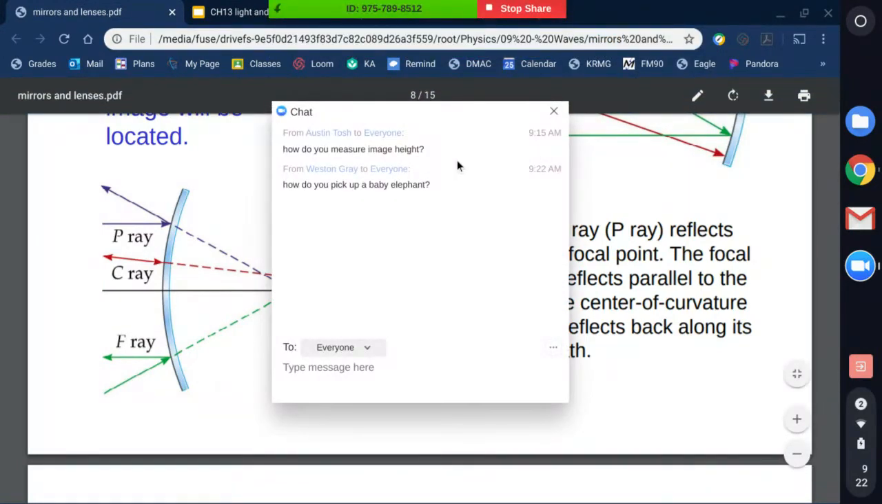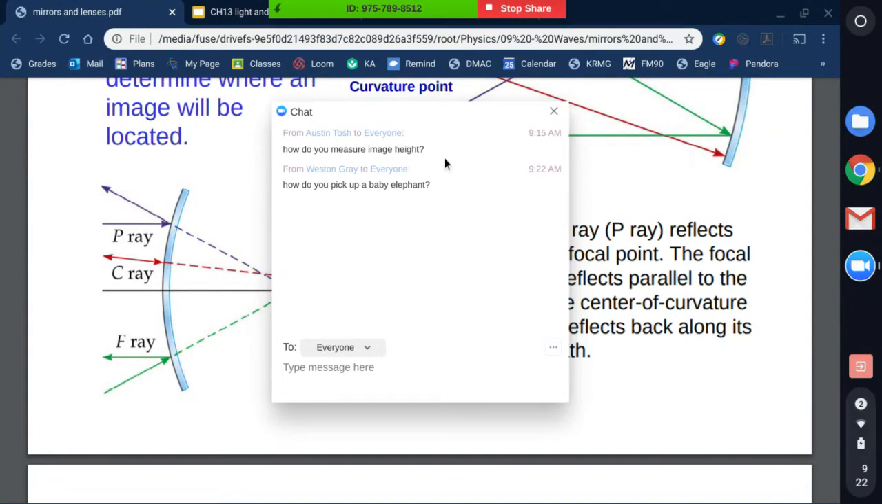Okay. How do you measure image height? And how do you pick up a baby elephant? Okay, I'll address the first one of those two.